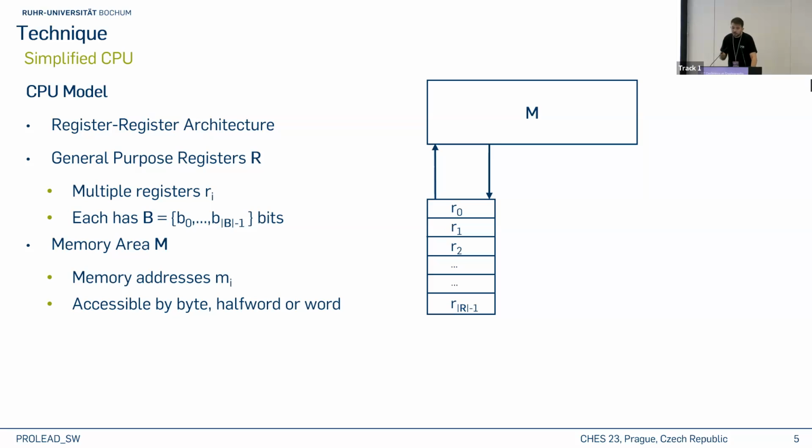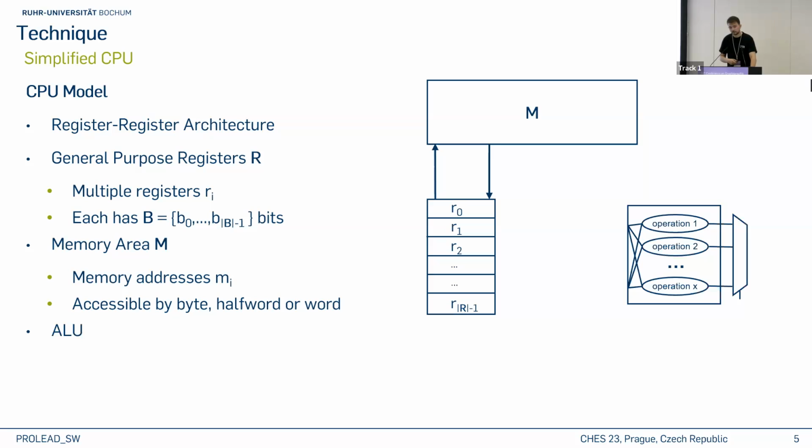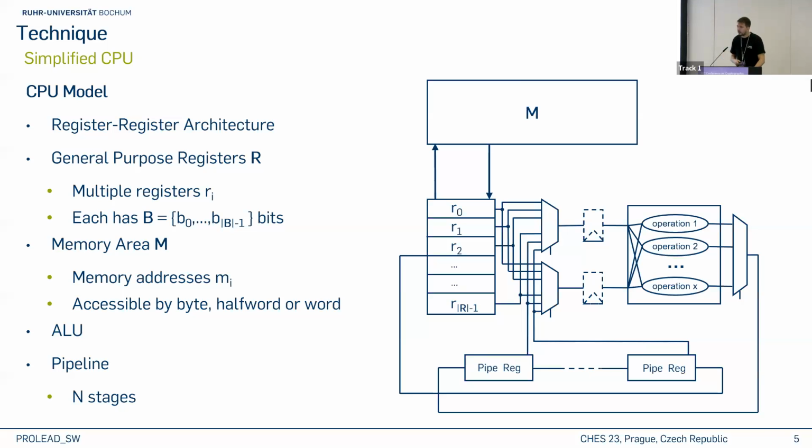Now, between the memory and the register file, there is a load and a store bus. Next up, we have the ALU, which performs all the Boolean and arithmetic operations. And finally, we have a pipeline with n stages where n can be freely configured by the user.